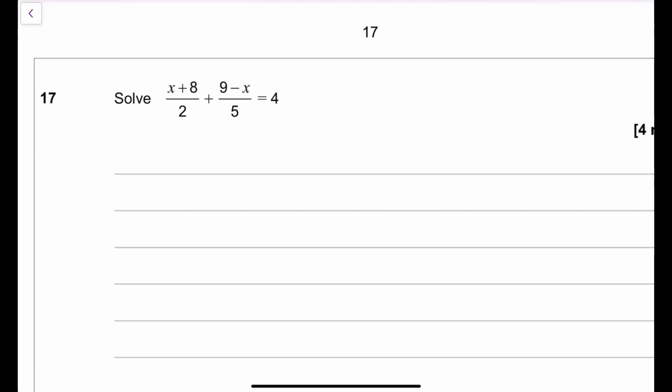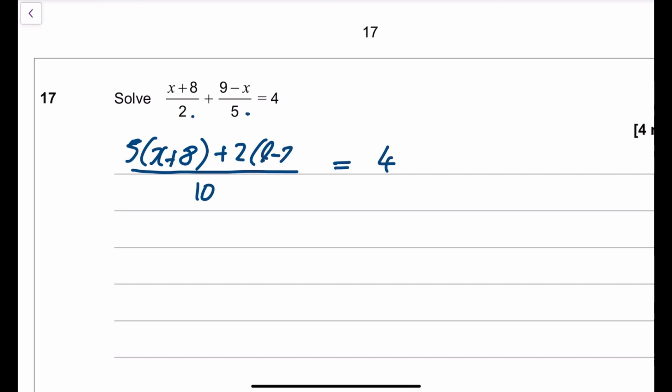Okay, algebraic fractions, and a nice one. This will lead to a linear equation. If you were adding a half and a fifth, what you would do is take a common denominator, and your common denominator would be 10. Same idea here. So I'm going to do one big fraction. This 2 got multiplied by 5 to give it 10, so its top line gets multiplied by 5. Use brackets. This 5 got multiplied by 2, so its top line gets multiplied by 2.